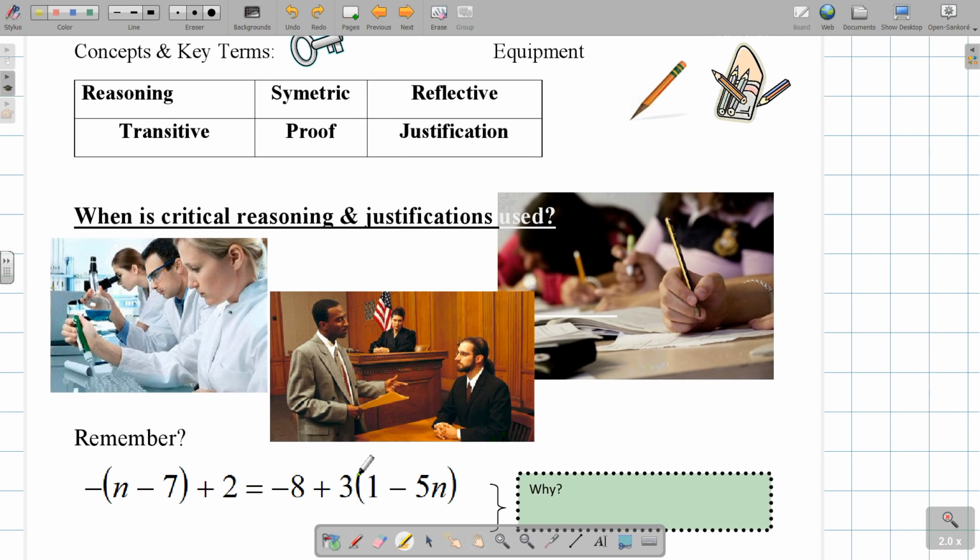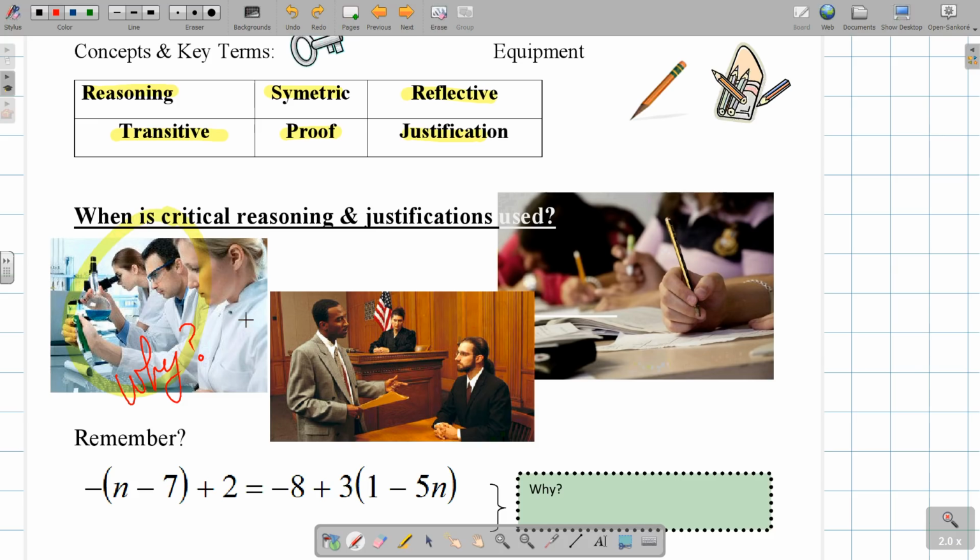By the time we're done, you're going to be familiar with these terms: reasoning, symmetric, reflexive, transitive, proof, justification. Now, the ability to use reason, logic, and justification is the foundation of all research. Research, you're trying to find the why of a system. Why does a certain disease progress the way it does? What do we do about it?